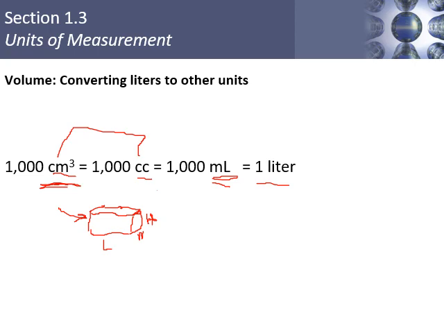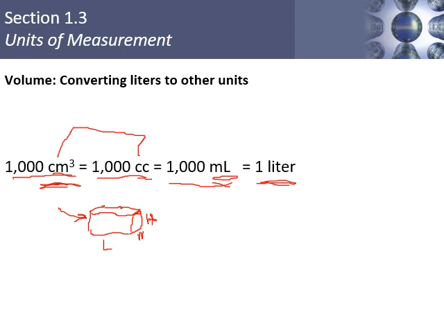So if you take 1,000 milliliters, you've got 1 liter. But you could also say that if you took 1,000 cubic centimeters, or 1,000 centimeters to the third, you'd have 1 liter. So what I'm trying to say here is that 1 centimeter to the third is the same thing as saying 1 cc, and that's the same thing as saying 1 milliliter.